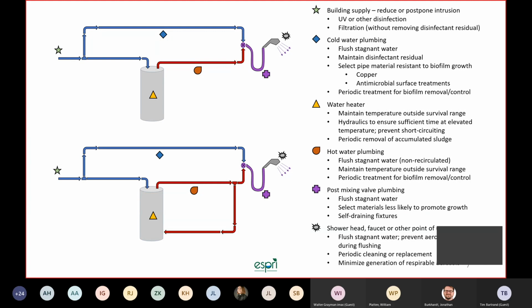We can select pipe materials, maintain a residual, and do periodic treatment for biofilm control. I won't go into the water heater because that's a whole topic unto itself, but that's certainly an opportunity to control water quality. You can control water quality at the shower head. Not in every case, but in many cases, the very last leg of plumbing is potentially the most problematic. So paying specific attention to that leg could be a beneficial strategy.